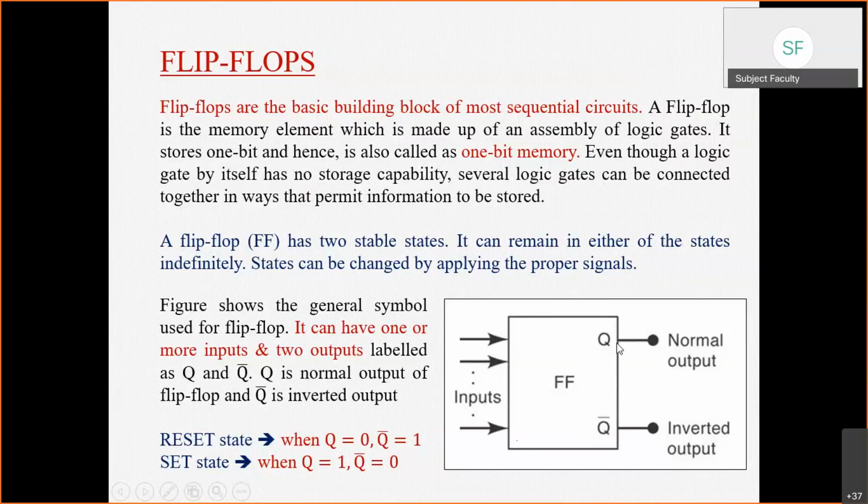So the states will change from one state to another state. Hence its action is like a flip-flop. It is continuously varied, so hence it is flip-flop. The states get changed by applying the proper signals. So the figure shows the general symbol used for flip-flop.